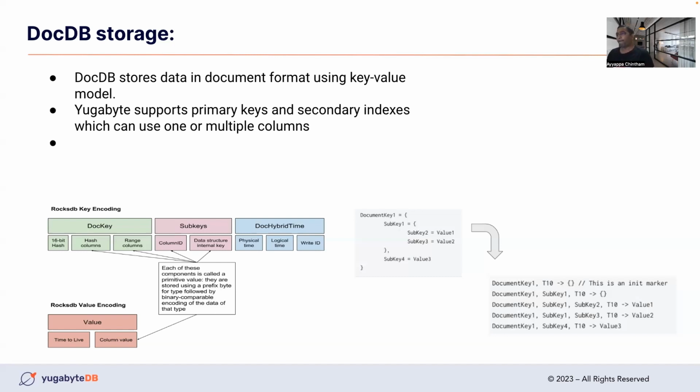When we say hash sharding, that means the primary key is hashed, and then DocDB, or Yugabyte, uses that hash value to store the data in a particular bucket or tablet. When you use range sharding, instead of converting into a hash value, it uses the value itself to identify the tablet the data resides in.